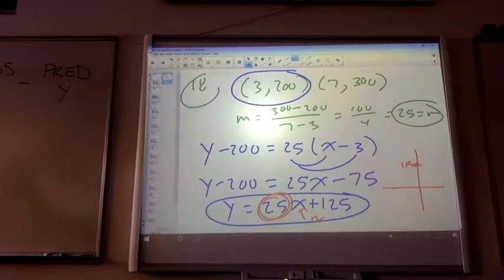So what is 25 times 12? 425. And 425 added to 125 is $550. So after a year, you'll have 550 bucks in your savings account. Seems okay. I don't know. Babysitting job shouldn't be hard.